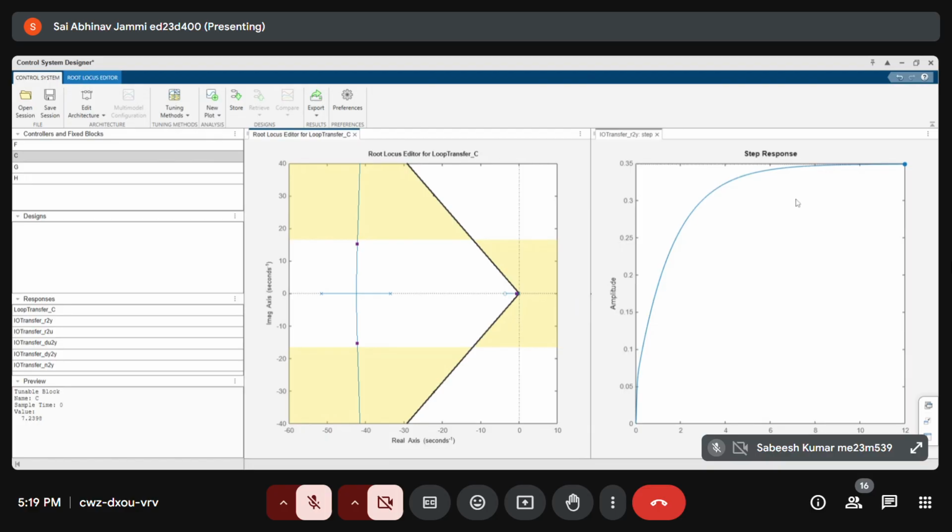Abhinav, I think I've lost your screen. I'm sorry. is my voice breaking or something? So in between it is breaking, sir. After that it will come back. Oh, okay. Sorry for that.